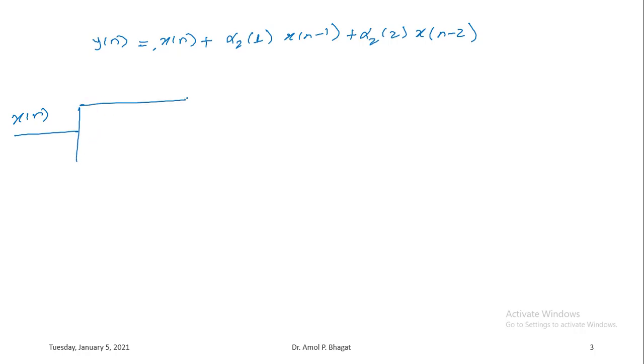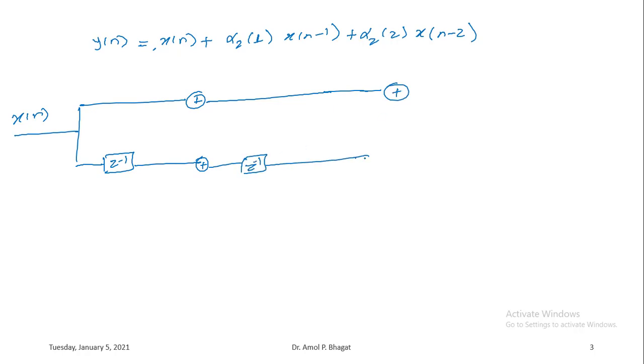For this also you can draw the two-stage lattice structure as x of n. Again, you have an adder, delay element that will be there. Again, an adder, delay element, and adder. Okay. So this is nothing but your two-stage lattice structure. Again, you can indicate it as g2 of n. So this will be your y of n, which is nothing but f2 of n.